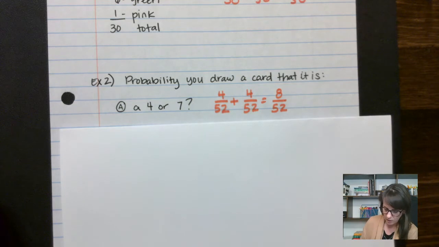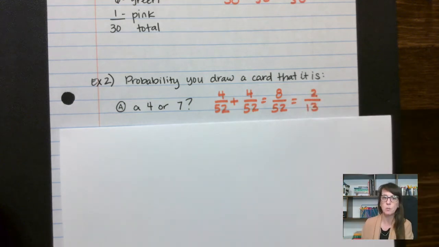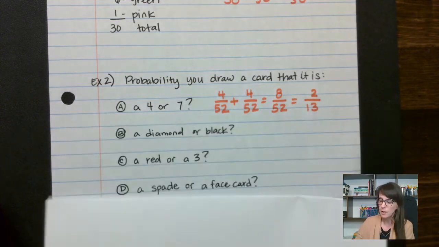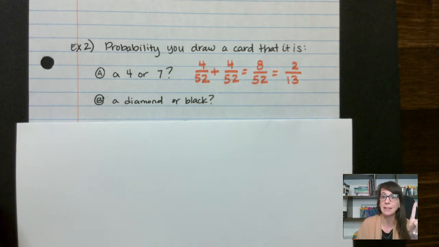If we divide that by 4, we end up with 13. Okay, so 2 out of 13 would be a 4 or a 7. All right, how about a diamond or a black? Can a diamond be black? No, it cannot fulfill both of those. So again, these are exclusive.